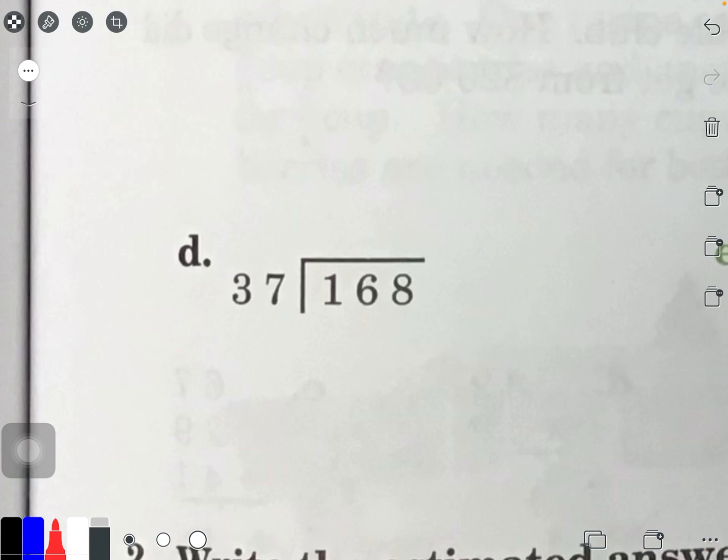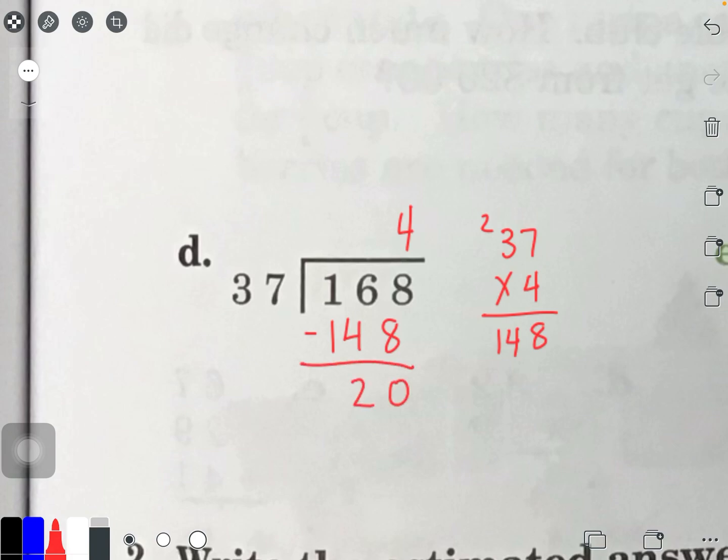Instead of doing 5, I'll do 4. So 37 times 4. 7 times 4 is 28. 3 times 4 is 12, plus 2, 14. Oh, that'll be fine. So I'll put 148 down here. Now subtract. 8 take away 8, 0. 6 take away 4 is 2. That's okay because it's smaller than the divisor. So my remainder is 20. Now circle that.